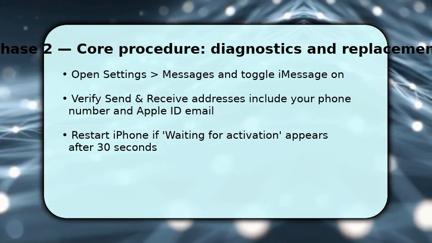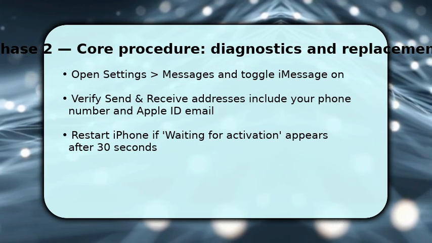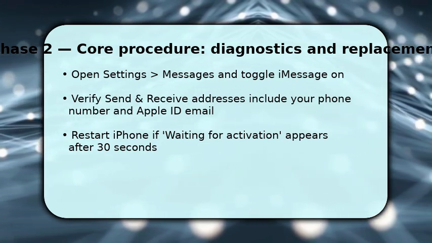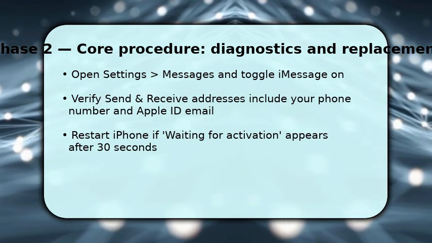If your phone number is missing, go to Settings, Phone, My Number to add it, then return and recheck Send and Receive. Restart the phone if activation stalls.